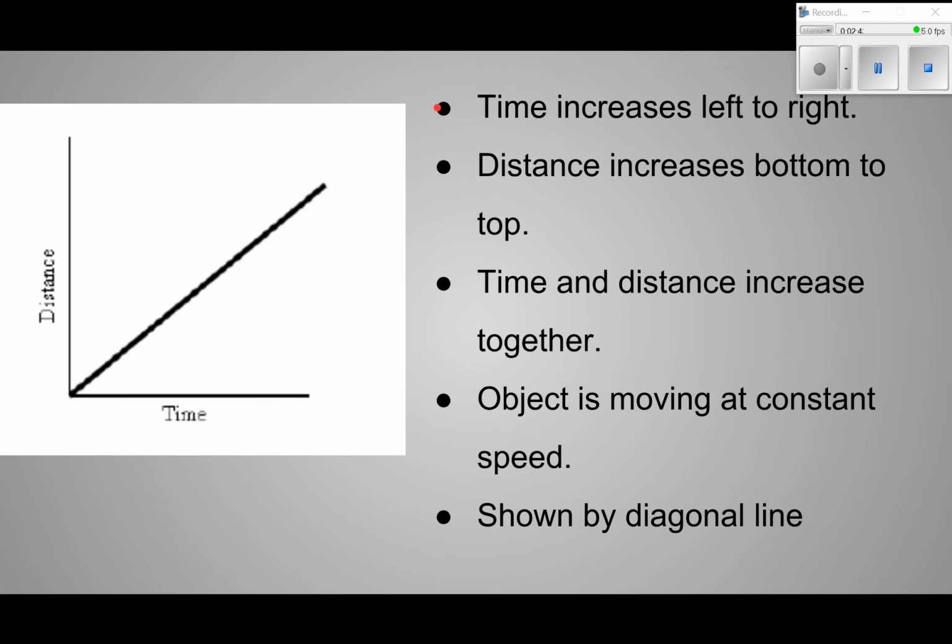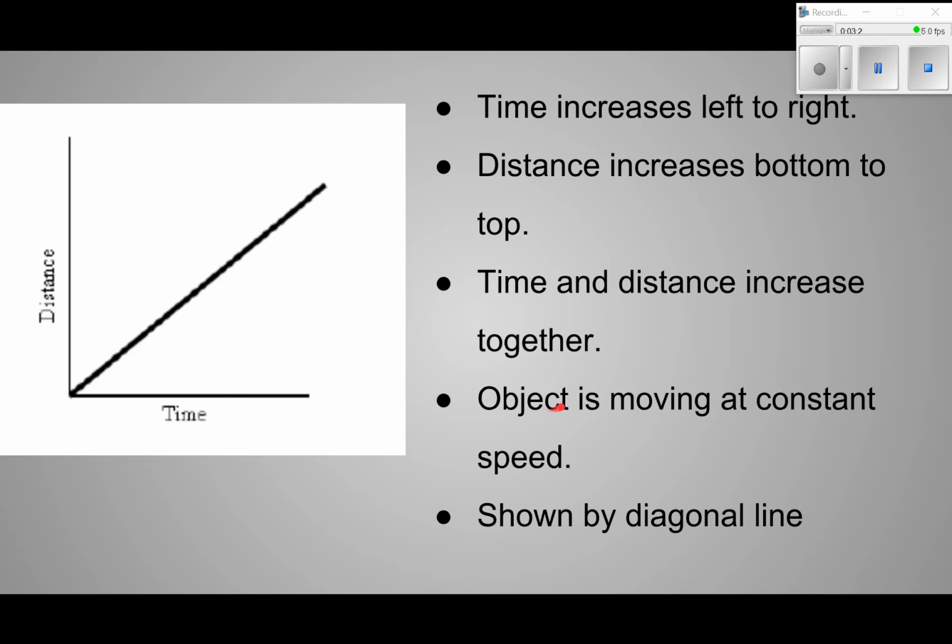Here's another possibility. Now we're going to draw this graph, but now we're going to put a diagonal line there. So let's talk about what that means. The time is still increasing as we go from left to right. So we still have beginning here and over here. The distance actually increases. We start at the bottom of the graph and we go up. So we're increasing the distance that we've traveled. Notice that the time and the distance are increasing together. So here's the beginning, low time, low distance. Here's the end, longer time, longer distance.